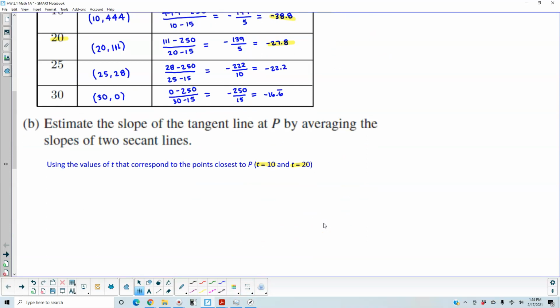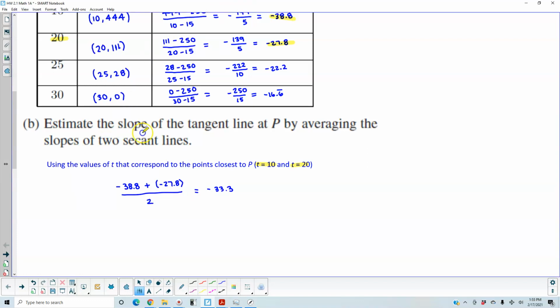So we take negative 38.8 plus negative 27.8, and then we're going to divide that by 2, which gives us negative 33.3.